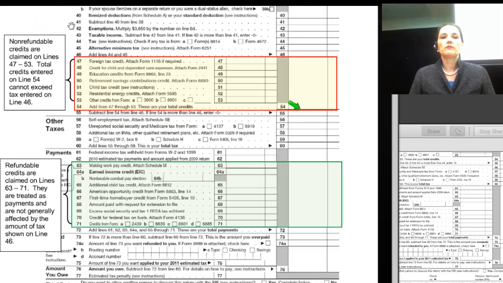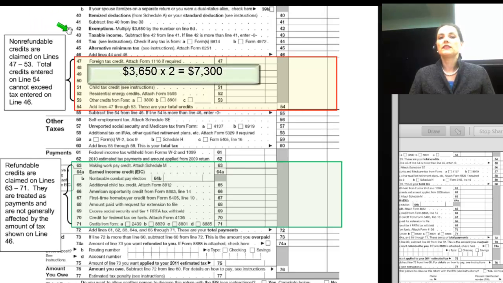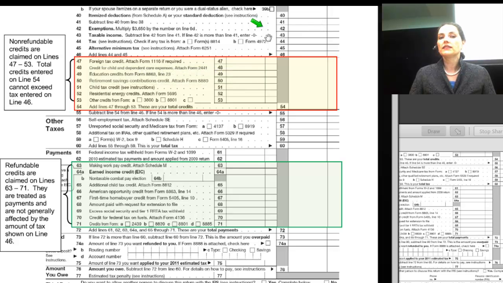And on page 2 of the Form 1040, we would take $3,650, multiply that by 2, and enter the total on line 42. If we have only one exemption deduction, then we would enter $3,650 on line 42. Once we have finished figuring our deductions, we arrive at a number called our taxable income. Taxable income is shown on line 43 of the Form 1040. And whatever amount we enter on line 43, we're going to use that number to figure our income tax.